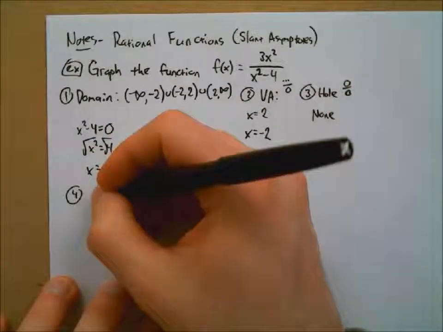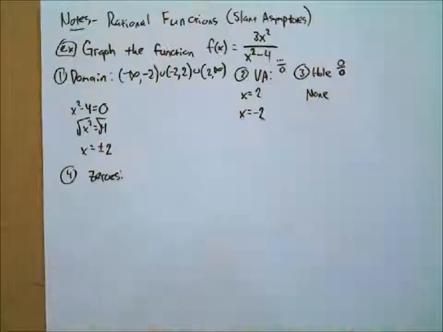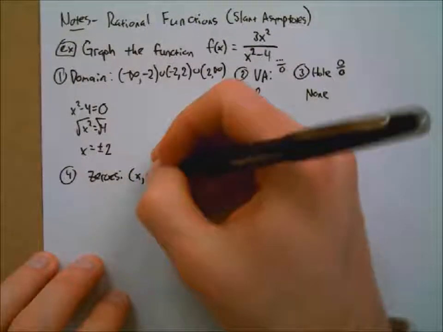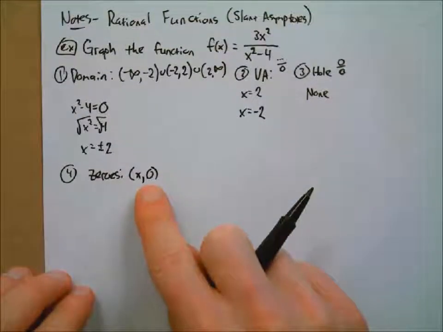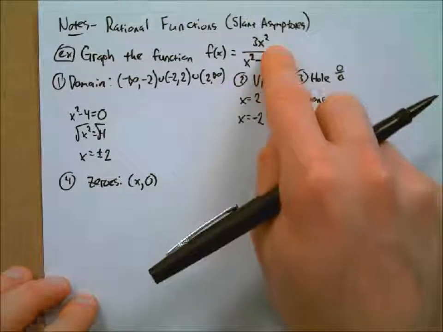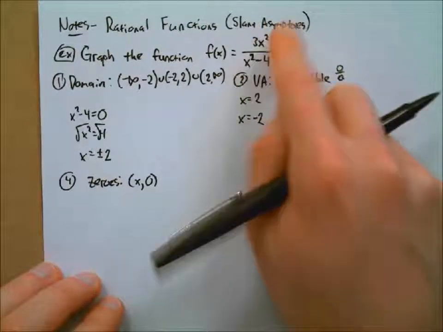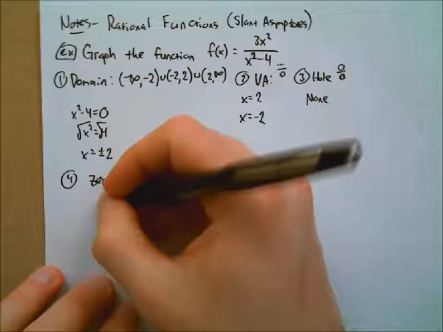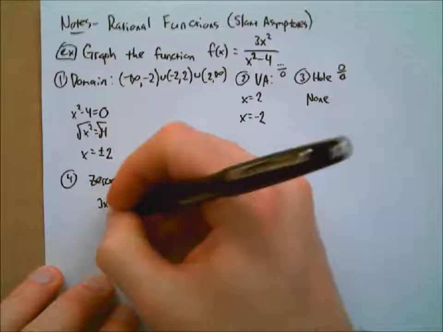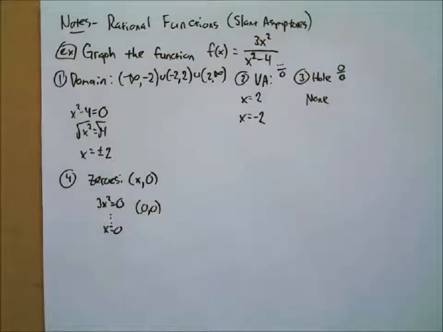Do we have any zeros or x-intercepts here? Well, a zero occurs when we have the coordinate x comma 0. So we want to know when our y coordinate is 0, in other words, when our function is 0. A rational function can only ever equal 0 when the numerator is equal to 0. 3x squared equals 0 when x is 0. So you get the point 0, 0.